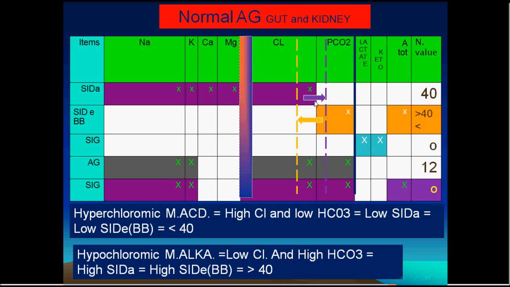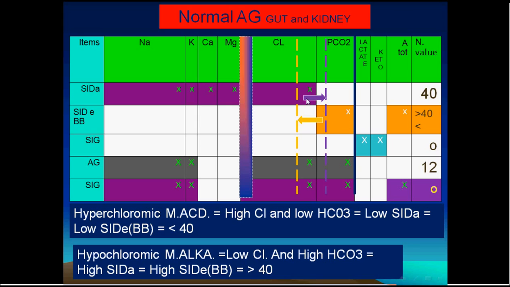This means that if there is some sort of increase in the chloride, the difference between sodium and chloride will be less than 40. Increase in the chloride occurs as in the cases of diarrhea. If there is diarrhea, there will be loss of bicarbonate, and concomitantly there will be absorption of chloride. So the chloride will increase and the bicarbonate will decrease.